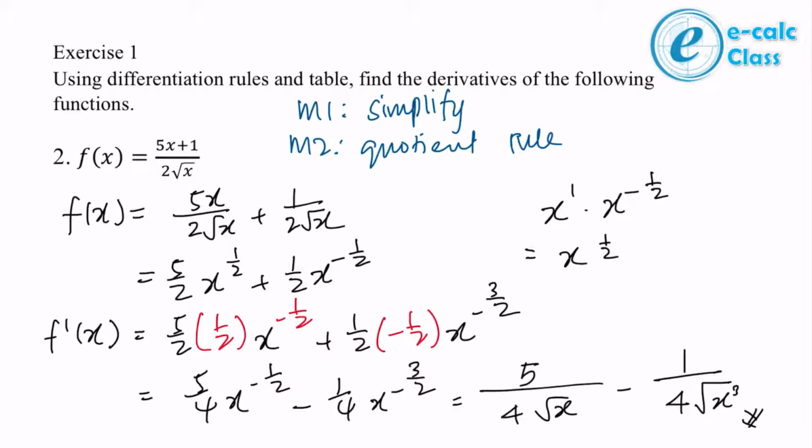Okay, so what happens if I want to use quotient rule? Like I said, you need to be very, very certain about your u and v. Okay, so method 2, using quotient rule.